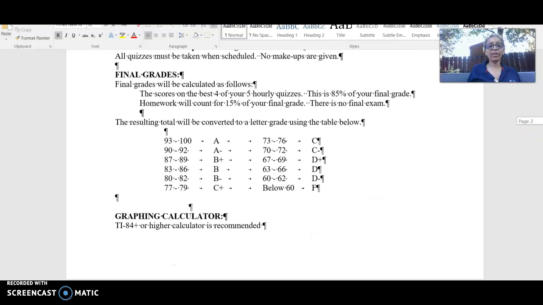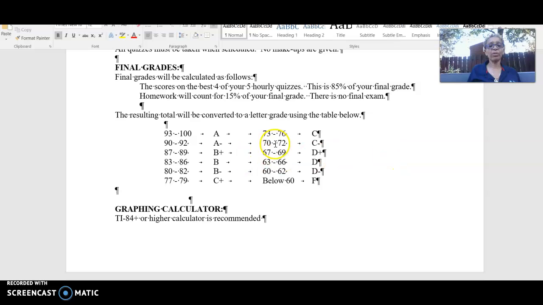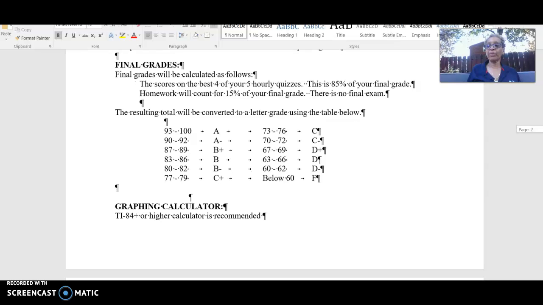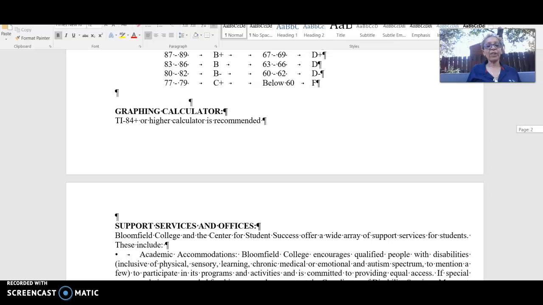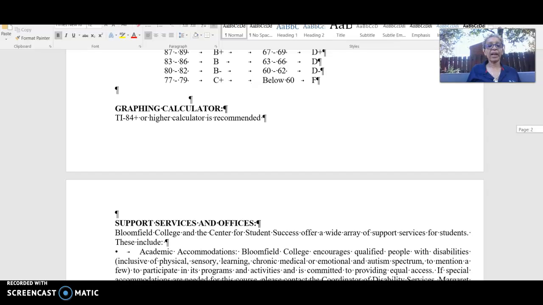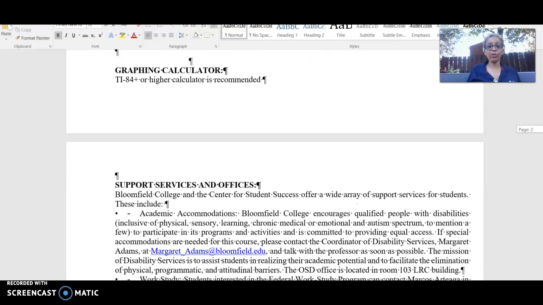All right, and here's the grading scheme, right? You know how that works, I believe. You can look at these, okay? There's no such thing as an A+, but we go all the way from A to F. Nobody should see that. All right, graphing calculator. You should have a TI-84. That would be very helpful to you.